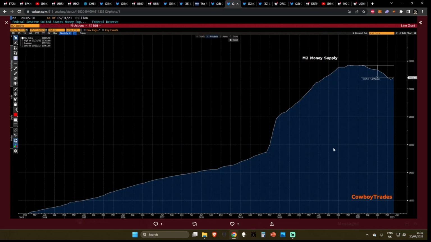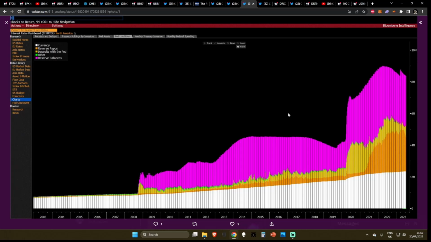If we come over to another broader metric for liquidity, look at the M2 money supply, this shows us that for the first time since 2008, the money supply is actually seeing a significant correction, down about 5% since its peak in 2022.